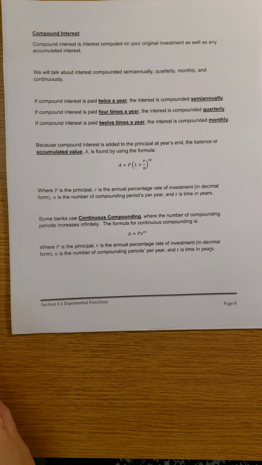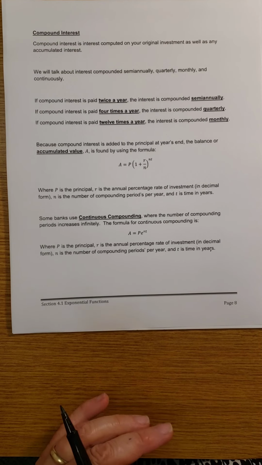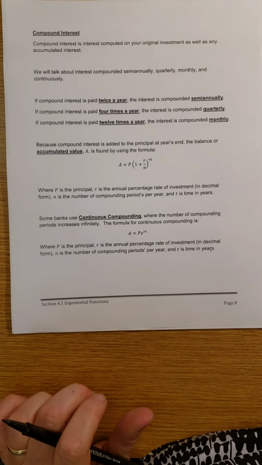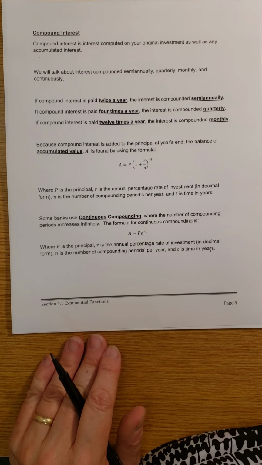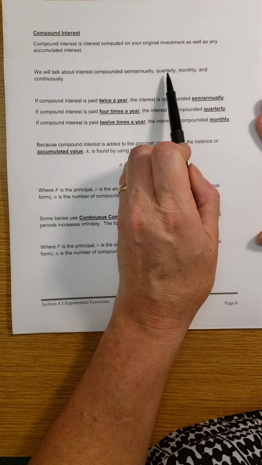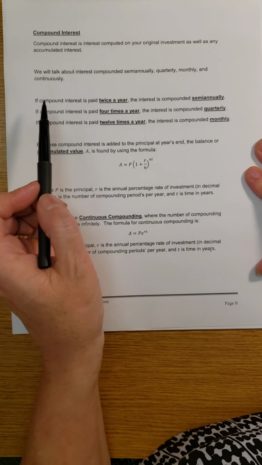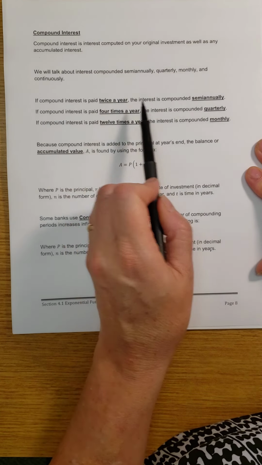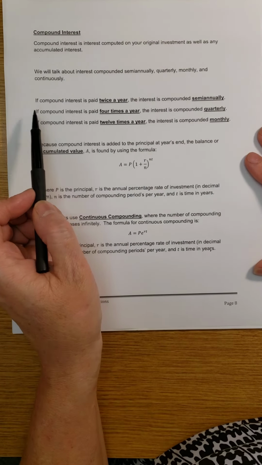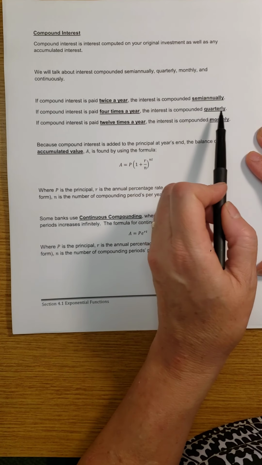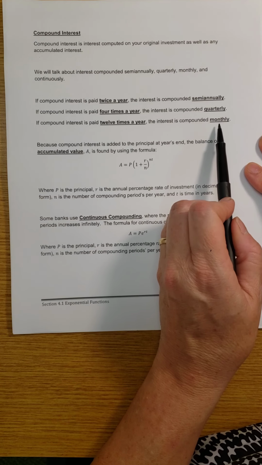Okay, compound interest. Compound interest is interest computed on your original investment as well as any accumulated interest. We will talk about interest compounded semi-annually, quarterly, monthly, and continuously. So, if compound interest is paid twice a year, the interest is compounded semi-annually. And if it's paid 4 times a year, the interest is compounded quarterly. And 12 times a year, then it's monthly.